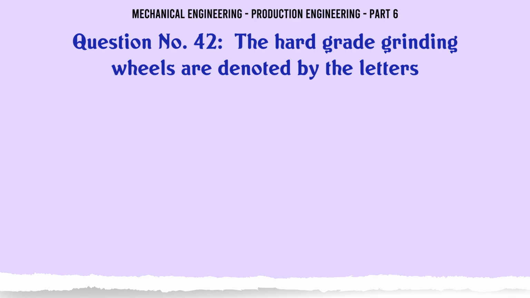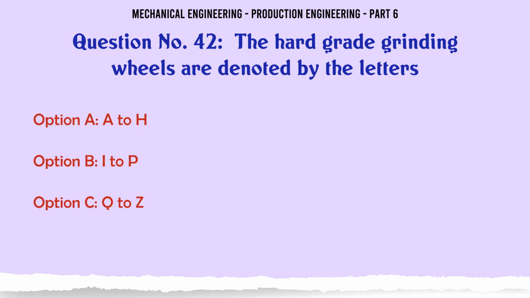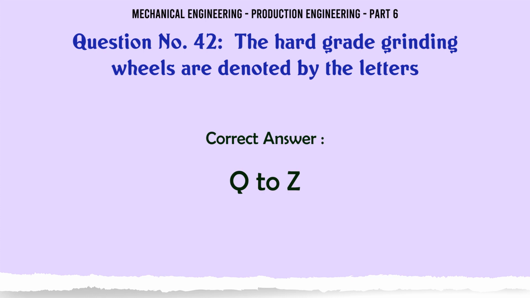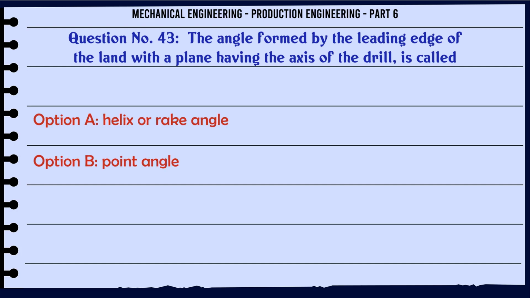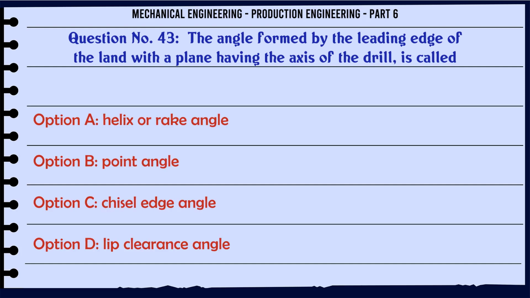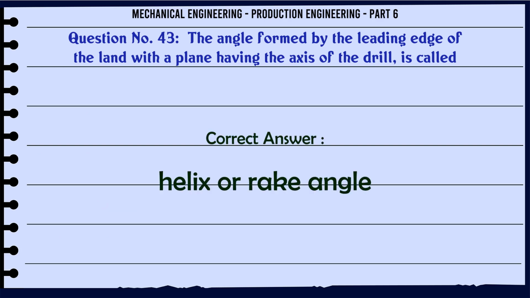The hard-grade grinding wheels are denoted by the letters A. A to H, B. I to P, C. Q to Z, D. A to P. The correct answer is Q to Z. The angle formed by the leading edge of the land with a plane having the axis of the drill is called A. Helix or rake angle. B. Point angle. C. Chisel edge angle. D. Lip clearance angle. The correct answer is helix or rake angle.